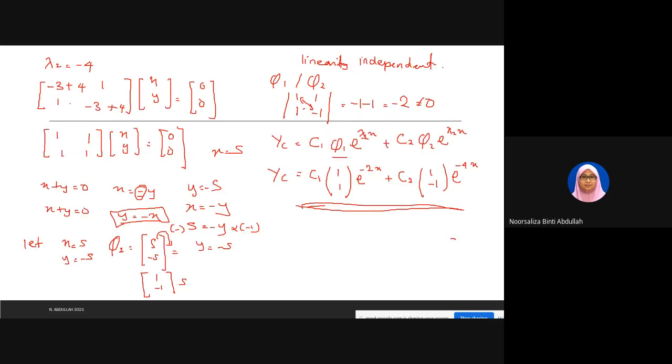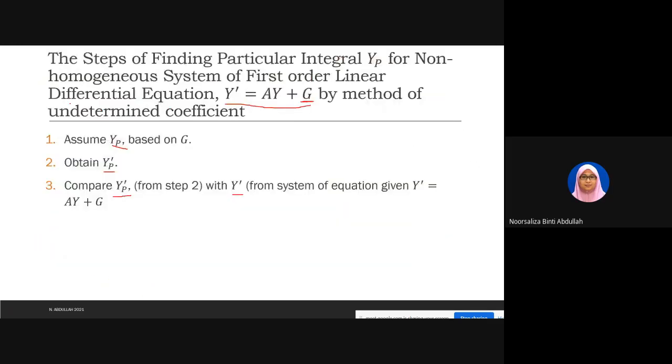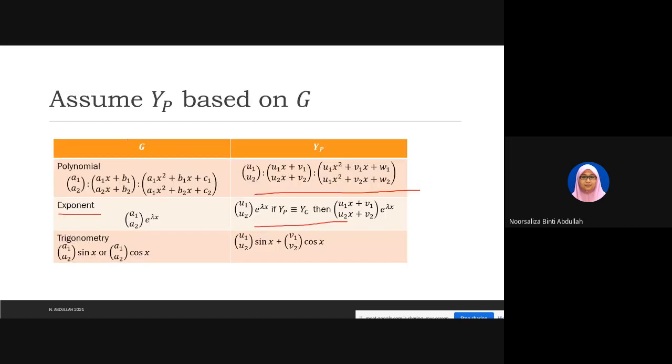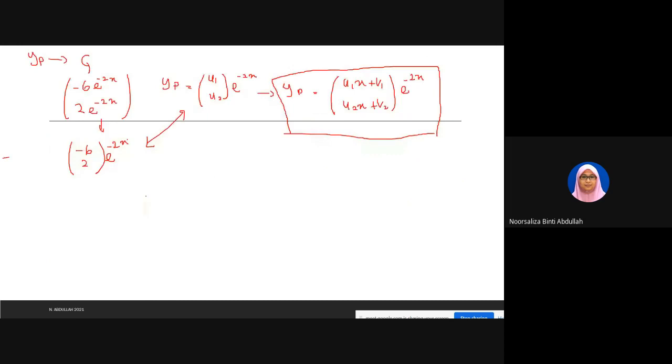Okay, so next step kalau you refer dekat sini. First step kita dapatkan, we assume YP based on G. Then kita dapatkan YP prime. So now you already have YP, then we can get YP prime from this YP. So YP prime will be equals to what?